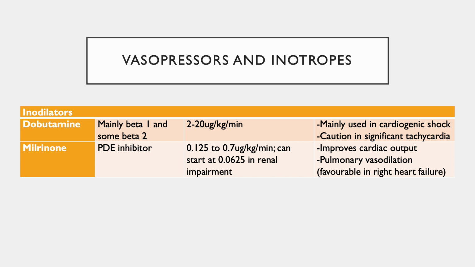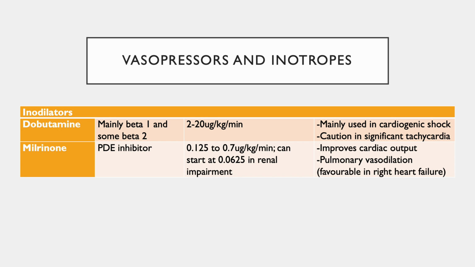The inodilators, namely dobutamine and milrinone, increase cardiac contractility but actually cause systemic vasodilation and hence may cause a fall in blood pressure upon initiation. These agents should be considered when there is an element of cardiogenic shock and should be titrated to a marker of flow, either with advanced cardiac output monitoring, echocardiographic parameters, or a CO2 gap. It should not be titrated to a blood pressure.